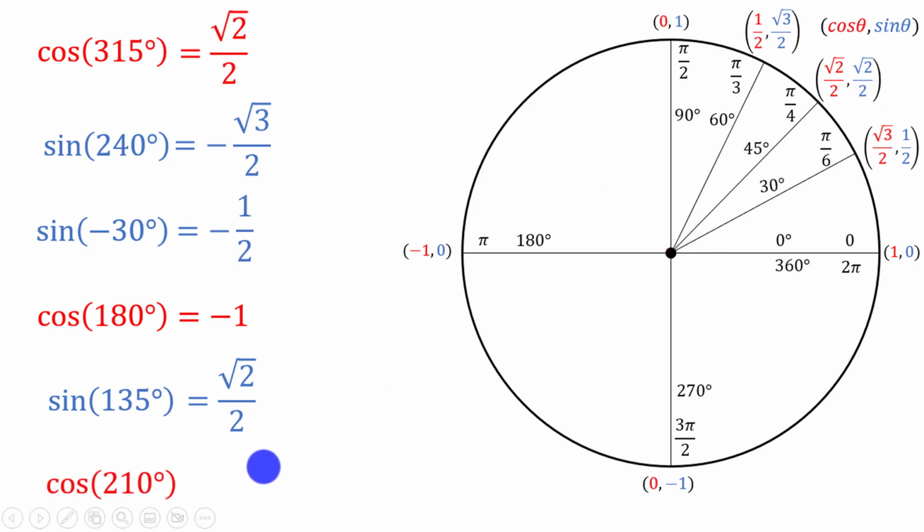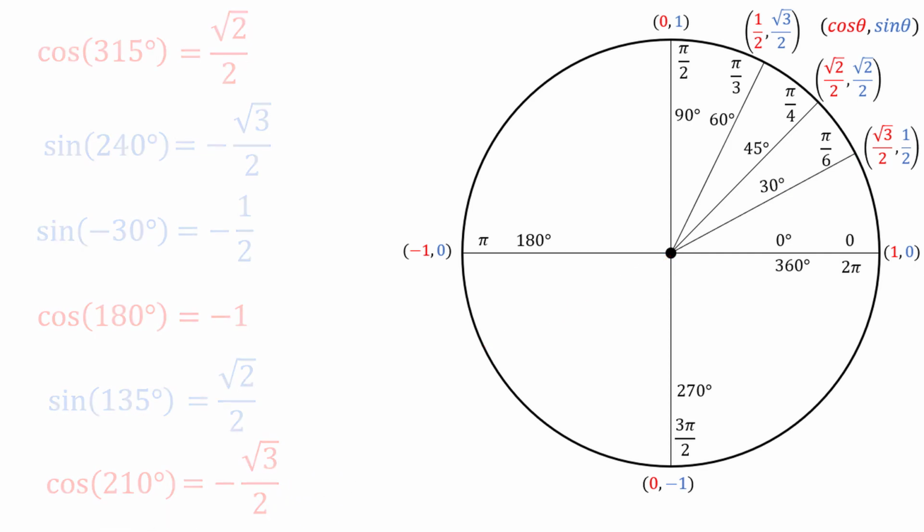How about cosine of 210 degrees? 210 degrees is somewhere between 180 and 270 degrees. More specifically, we are 30 degrees below the negative x-axis, so our reference angle is 30 degrees. Cosine of 30 degrees is the x-coordinate, which is square root 3 over 2. But since we are in the third quadrant, cosine is going to be negative because we are to the left of the y-axis where x is negative. So this will be not positive square root 3 over 2, but negative square root 3 over 2.